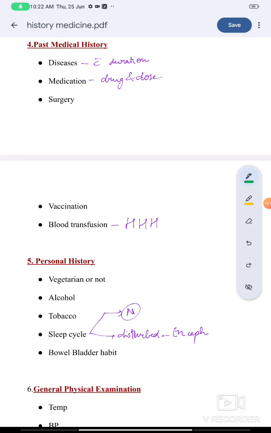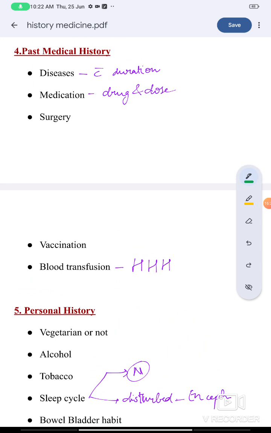Moving further, past medical history of patient. So why the past medical history of the patient is important? So to rule out any disease that he previously had, which may have relapsed. For example, if the patient has certain disease, for example say TB, and he did not complete the treatment, so TB can relapse, cancer can relapse, and many such diseases. So for that you have to know the past medical history of the patient.